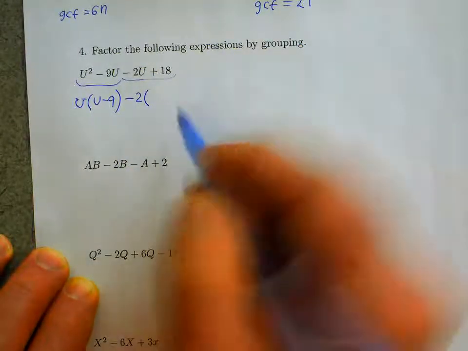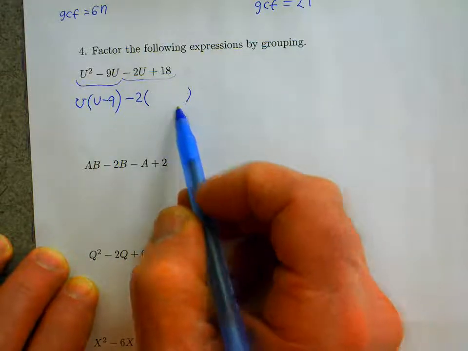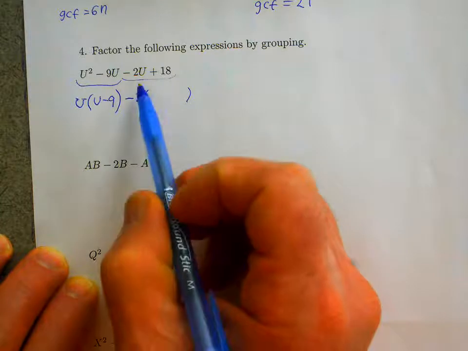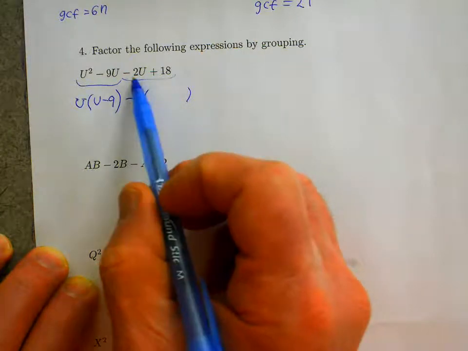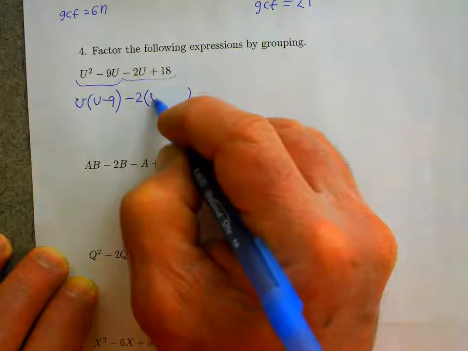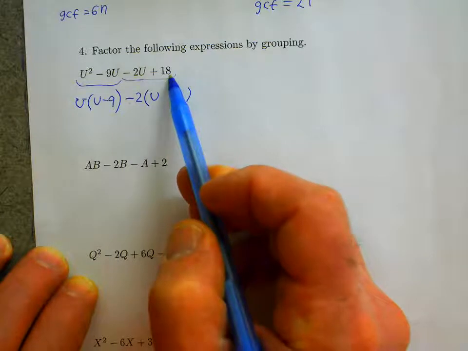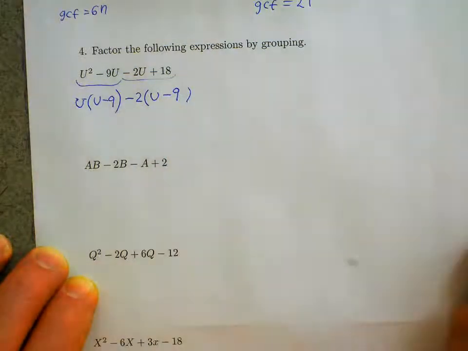And then what goes inside the parentheses can be determined by dividing the third and fourth terms by negative 2. Negative 2u divided by negative 2 is 1u, or u. 18 divided by negative 2 is negative 9, so we get the binomial u minus 9.